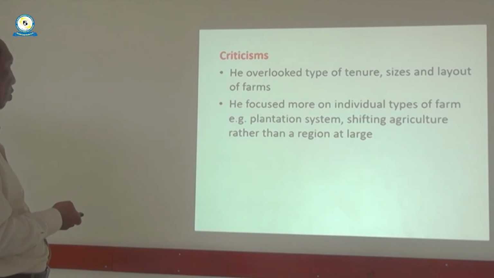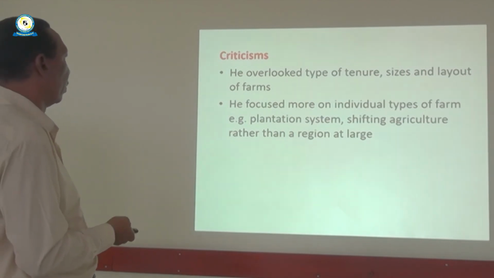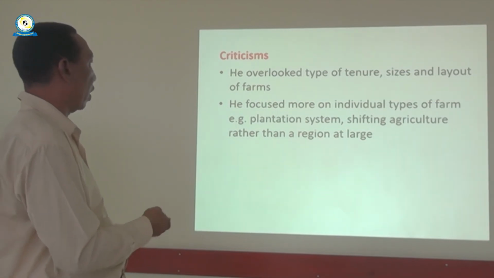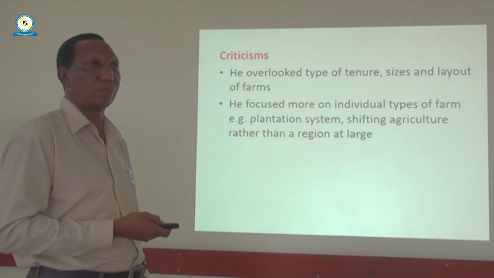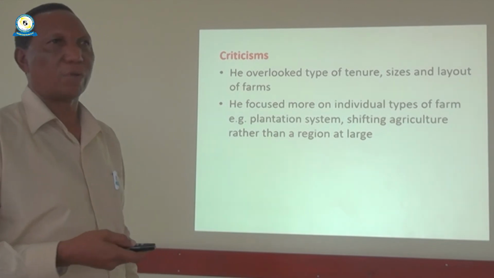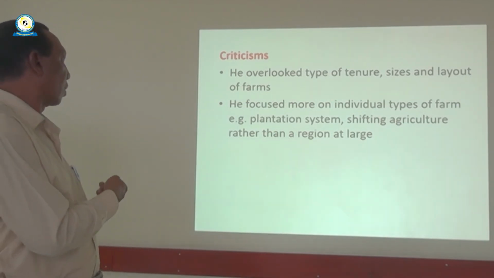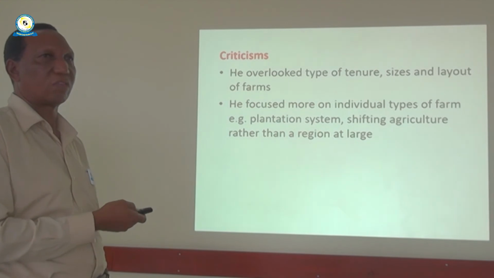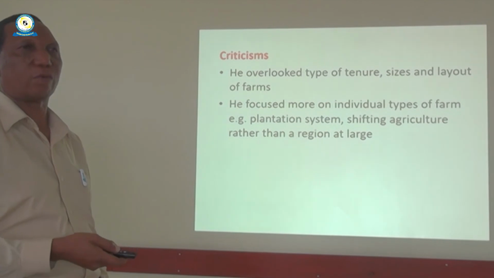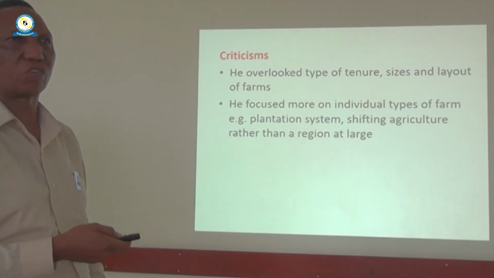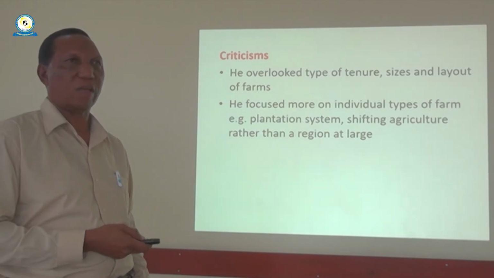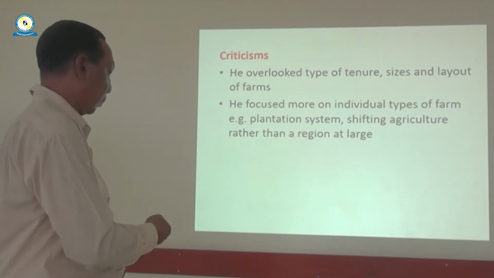Again, Whittle is criticized for concentrating more on type of farm, like plantation system, shifting agriculture. So as if the rest of the types of farming are not there. So it's a bit biased to certain types of agriculture. Now, this also violates the principle guiding the criteria for determining a region, because it should be mutually exclusive, that does not have any external influence on it.